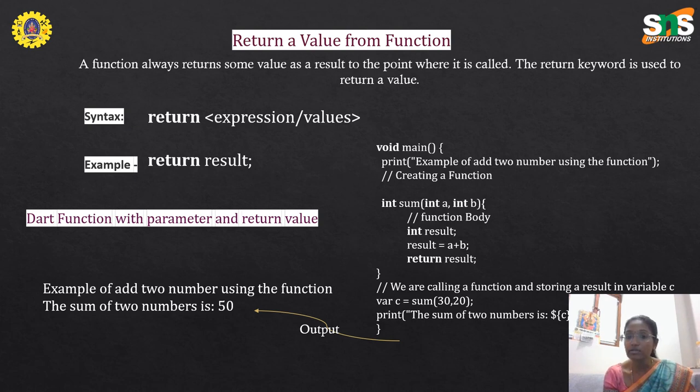We are calling the function and storing the result in variable c. Variable c stores the addition of the numbers, equal to sum(30, 20). 30 is the a value, 20 is the b value. We have to add these two numbers. I will get the print output: the sum of two numbers is 50. This is the output of this particular program.